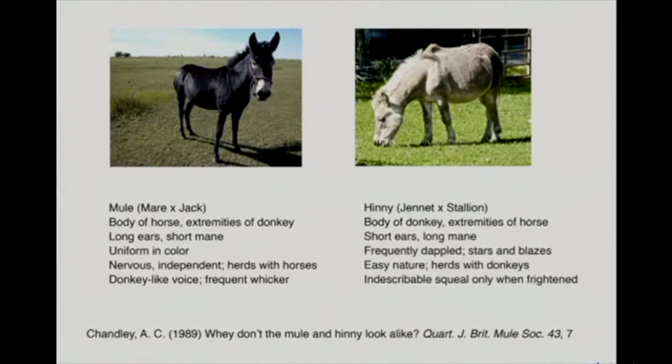It has the body of a donkey and the extremities of the horse. It has short ears, long mane, frequently dappled, as well as stars and blazes, which you almost never see in mules. It is rather amiable, and given the choice, will always herd with donkeys. And it has an indescribable squeal that's given only when it's frightened. So both of these animals can be males or females. The females have greatly reduced fertility, but they are fertile. But notice that if you were to sequence these two animals, the genome sequences would be identical. And yet the phenotypes are rather dramatically different.